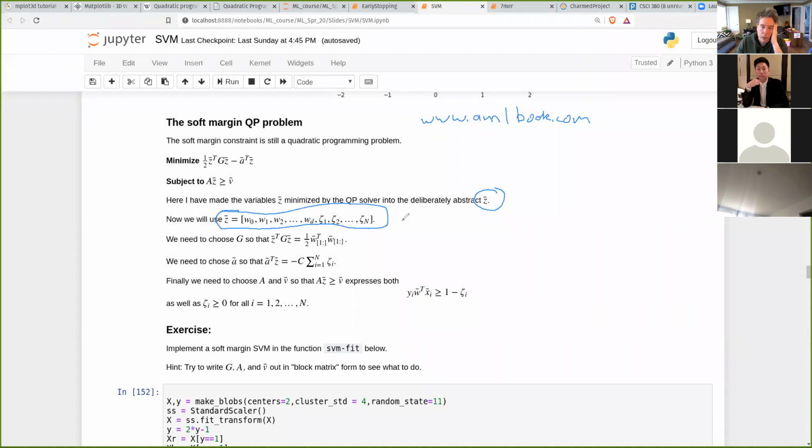Okay, but let's walk through how this can work now. So let's just look at this problem first. What kind of a thing can G be to make this true? You have to be kind of good at matrix multiplication to see how this is going to work. So you've got Z^T G Z.